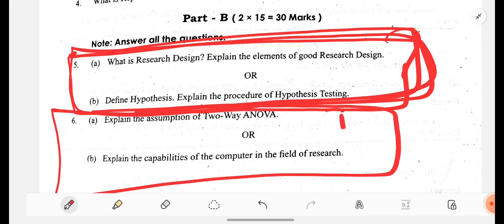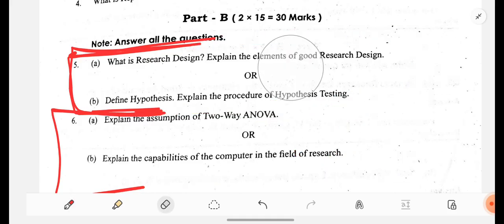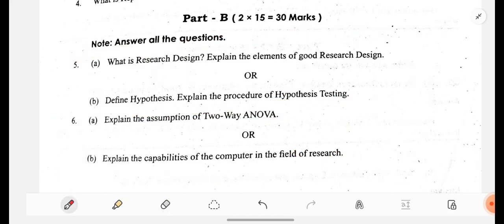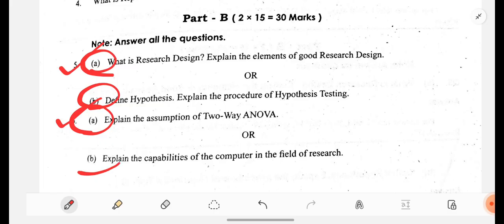So don't think that 15 marks will be given for this question, 15 marks will be given for this question, 30 marks you will get. No, not like that. From each question at least one you have to attempt, either this or this. From this question you have to attempt any one, either this or this.